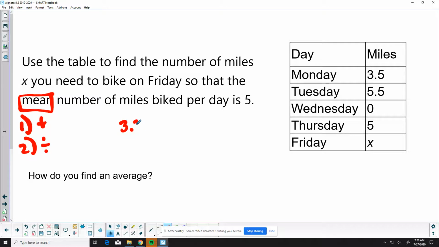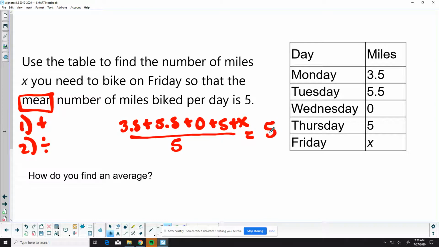So 3.5 is my first one. 5.5 plus 0 plus 5 plus x, all divided by 5, because there are 5 days here, and it's supposed to give me a mean of 5, so I put that on the right side. If we use our calculator across the top, 3.5, 5.5, and 5, that's 14. So 14 plus x over 5 equals 5.